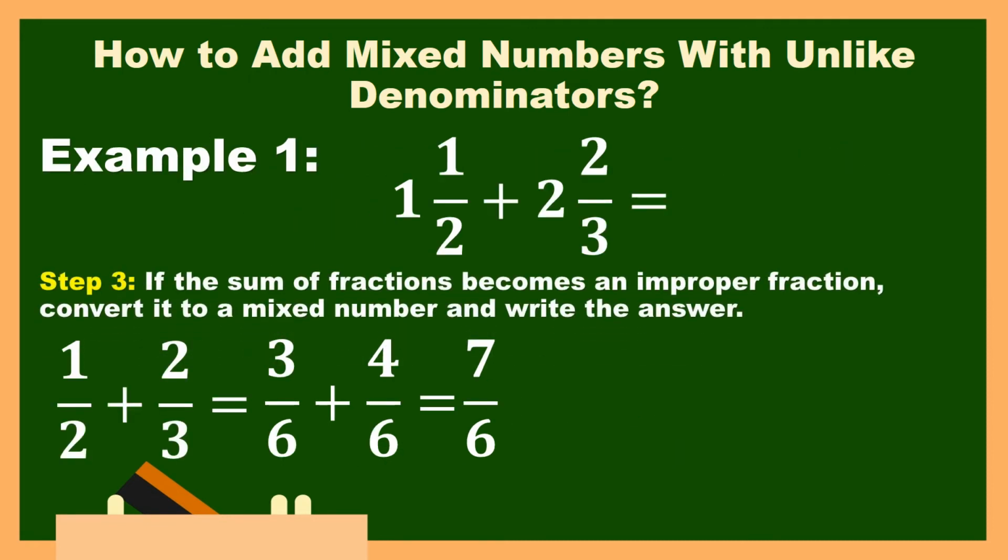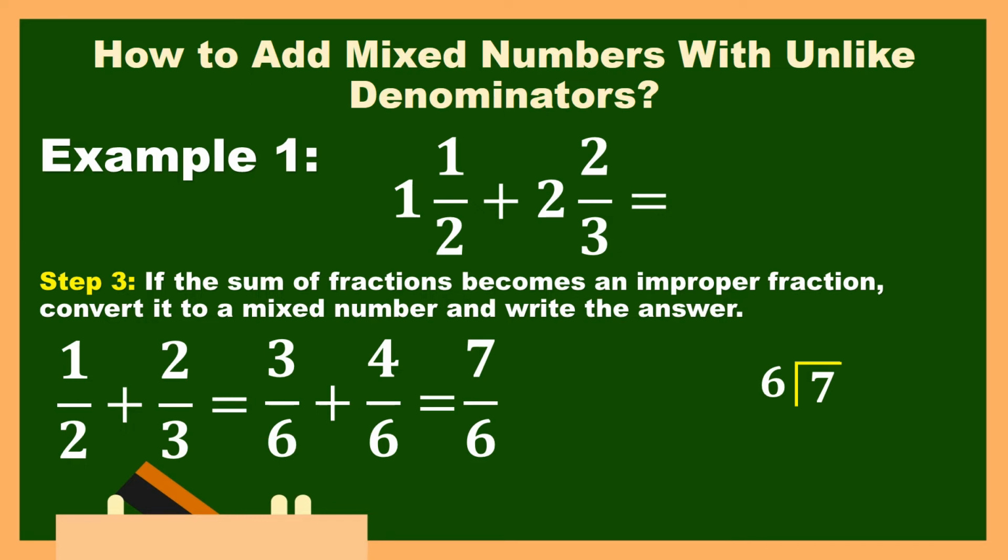If the sum of fractions becomes an improper fraction, convert it to a mixed number and write the answer. Alam naman natin na ang 7/6 ay improper fraction kasi nga ang kanyang numerator ay mas mataas o mas malaki kaysa kanyang denominator. At para ma-change siya o ma-convert into a mixed number, gagamitin natin ang numerator na 7 para maging dividend at ang denominator na 6 ay magiging divisor. At proceed tayo sa division.